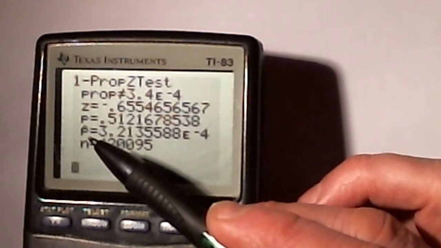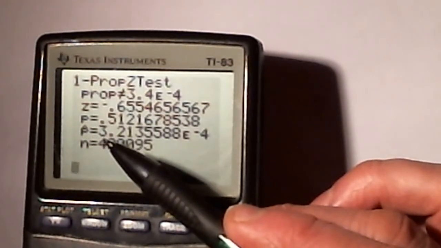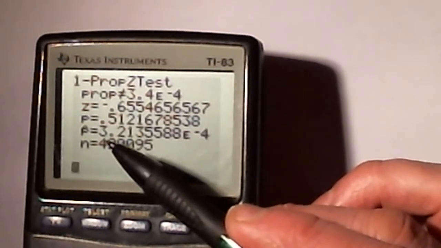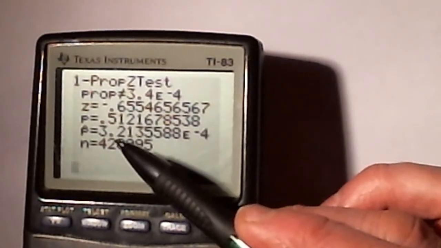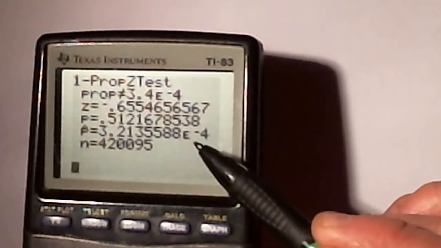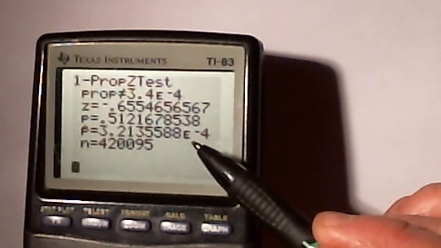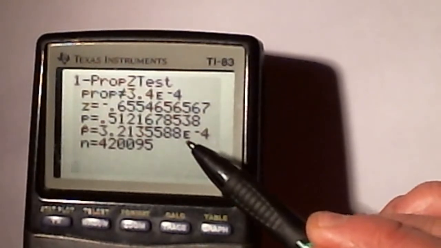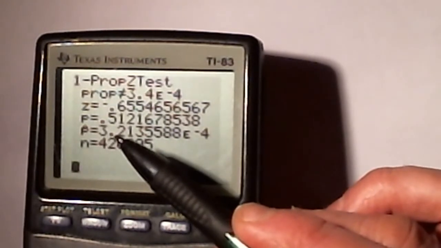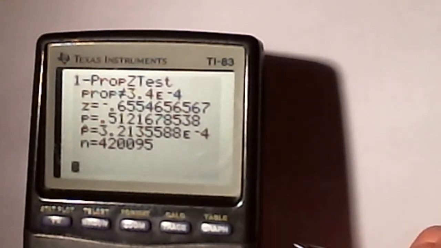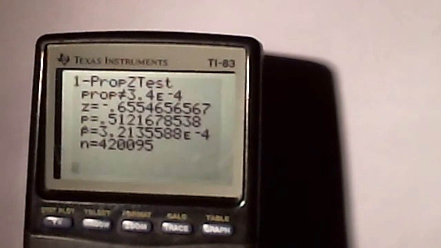Notice here's p hat, that is your sample proportion, which was about 3.21 times 10 to the negative 4 power, which is 0.000321. This is scientific notation form. So to put this in decimal notation, you'd have to shift the decimal point 4 places to the left, which would turn it into a decimal of 0.000321.